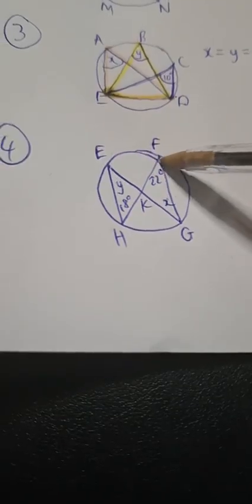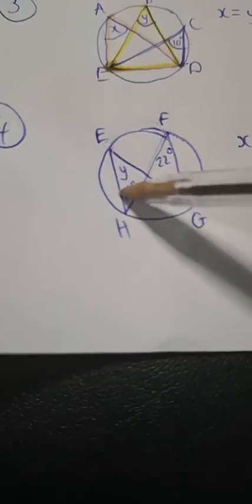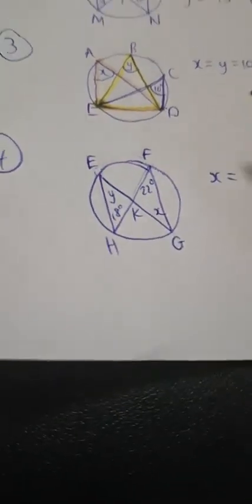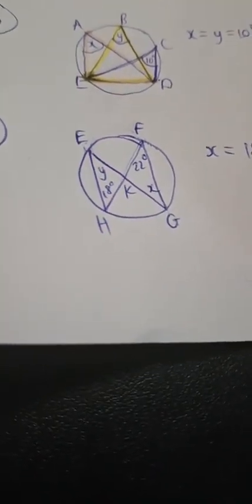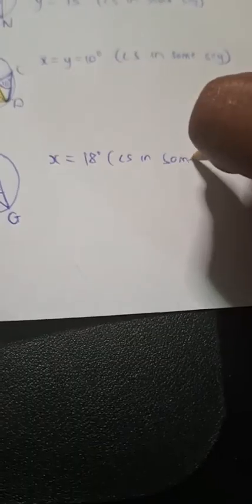Okay, I'm sure you guys are seeing which arc is subtending the angle x. It's arc EF. It's subtending angle x. The same arc is subtending angle h. So therefore we say x is equal to 18 degrees. And rightfully, as you have said, you guys have said angles in same seg.